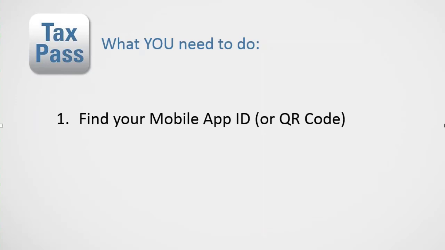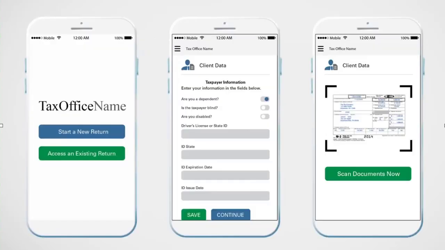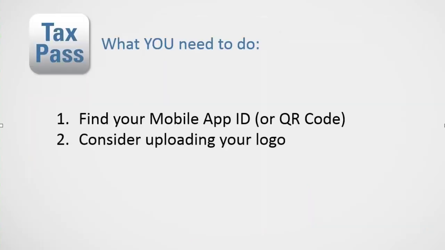In addition to the mobile app ID, you may also want to consider uploading your logo, because believe it or not, this is something that you can do. You can upload your logo so that it appears right on the app itself. For example, on this last screen, it says taxpayer name here, but you can replace that with your logo, and I'll show you how you can do that here in a few moments.